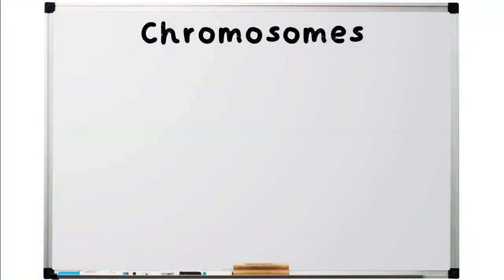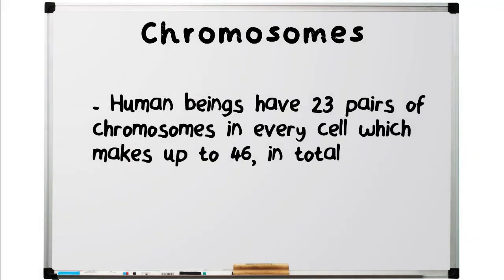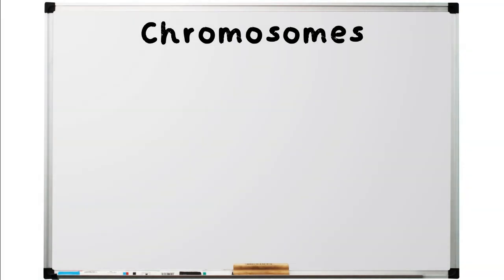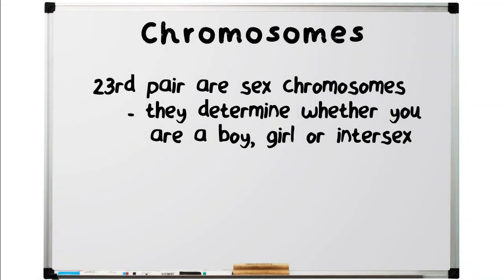Chromosomes. Chromosomes are rod-shaped or thread-like DNA-containing structures of cellular organisms that are located in the nucleus of eukaryotes. Human beings have 23 pairs of chromosomes in every cell, which makes up to 46 in total. A photograph of a person's chromosomes arranged by size is called a karyotype. Since there are 23 pairs of chromosomes for humans, 22 of these pairs are autosomes or the body chromosomes, while the 23rd pair are the sex chromosomes that determine whether you are a boy or a girl.